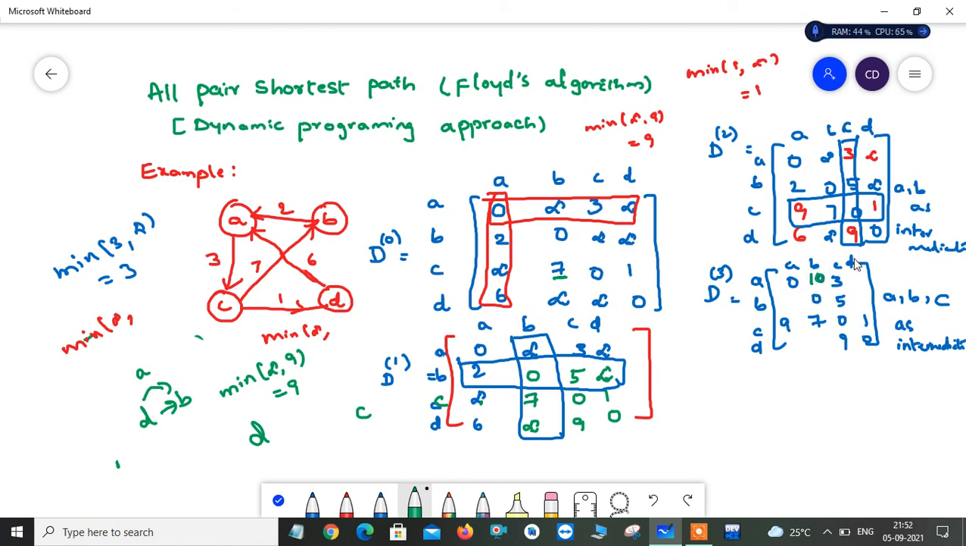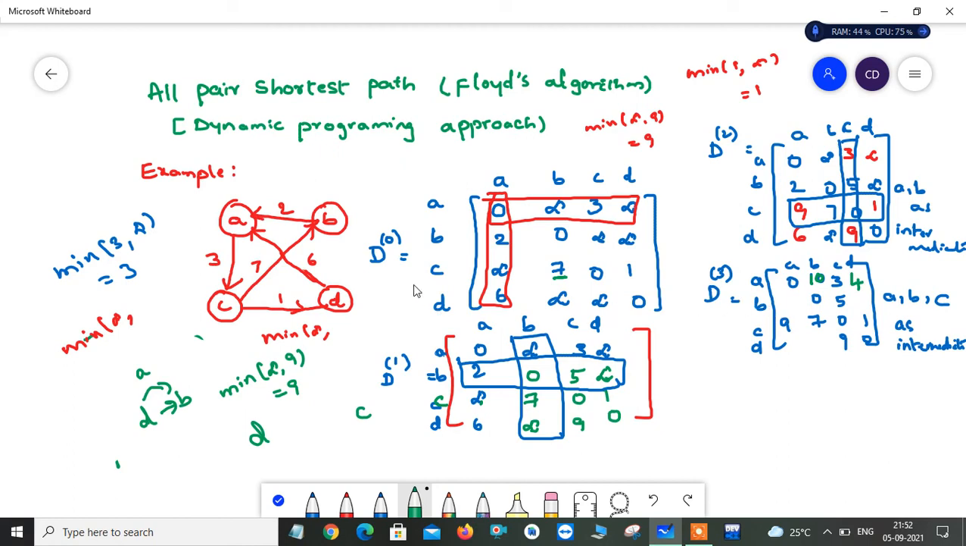And after that, from A to D. I can reach A to D with C as an intermediate, with a weight of 3 plus 1, which is 4. Previously it is infinite, so now it is 4.